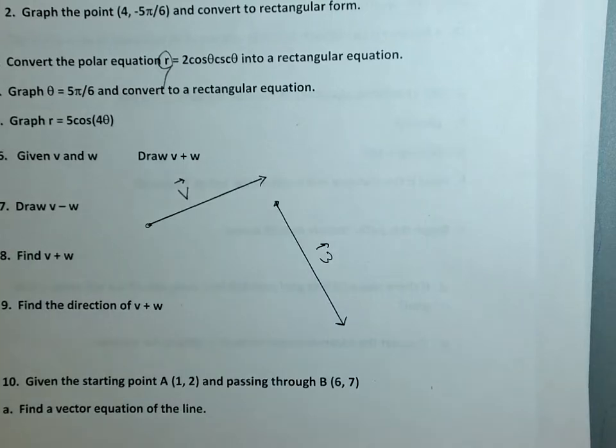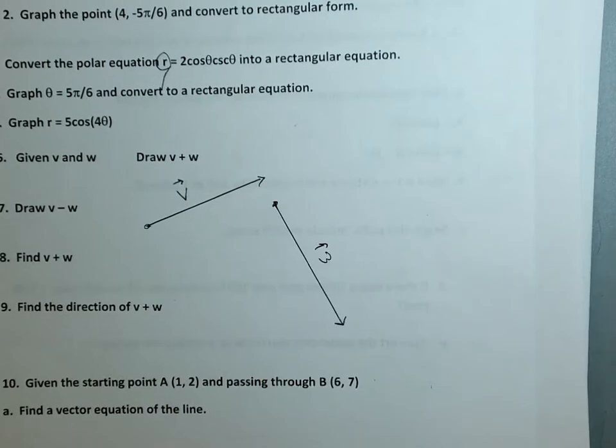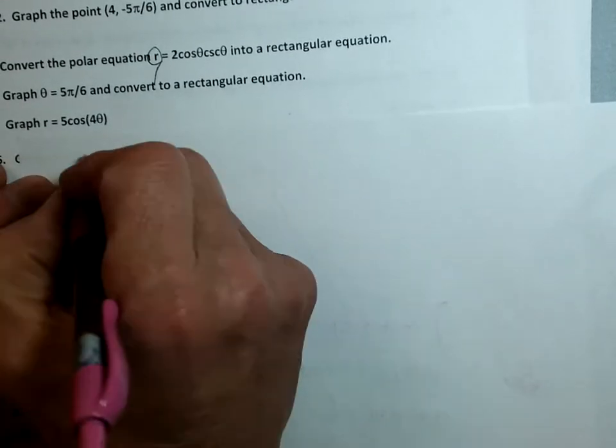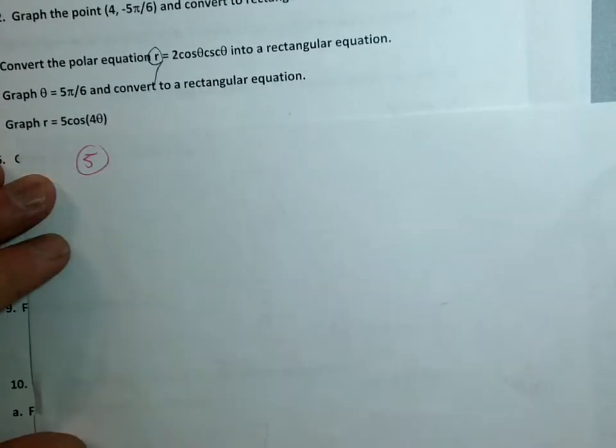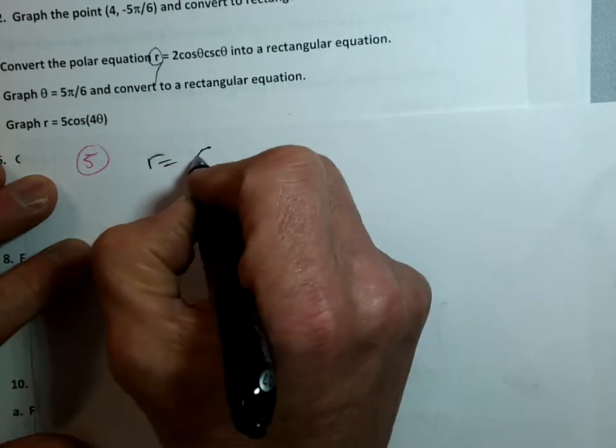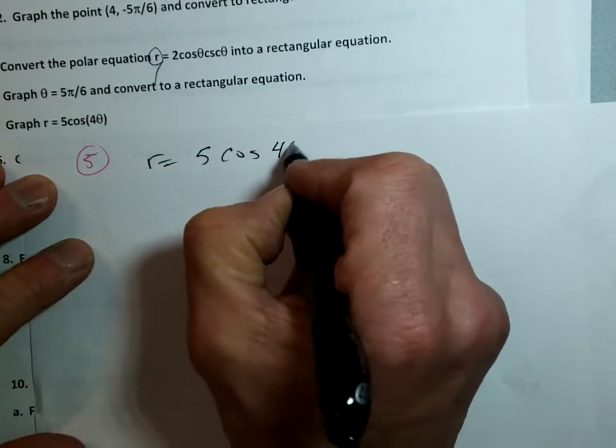Okay, number 5. Oh, the fun graph. Well, let's make a flower, okay? If we're going to graph this, let's think about our window. Let's be smart about our window, okay? So if I'm going to graph r equals 5 cosine 4 theta.